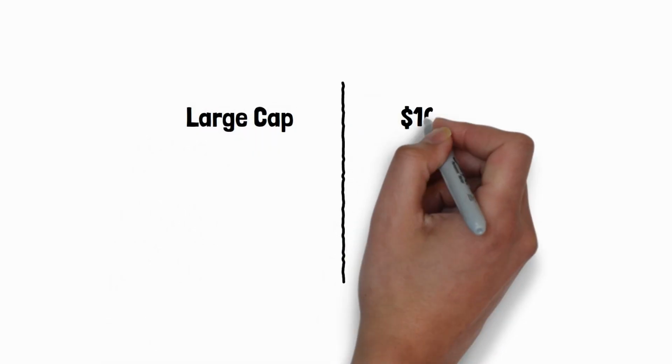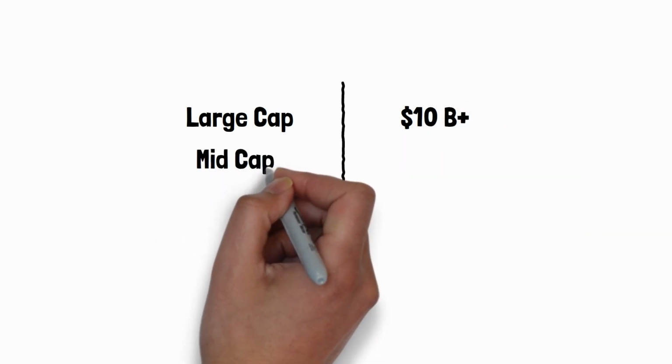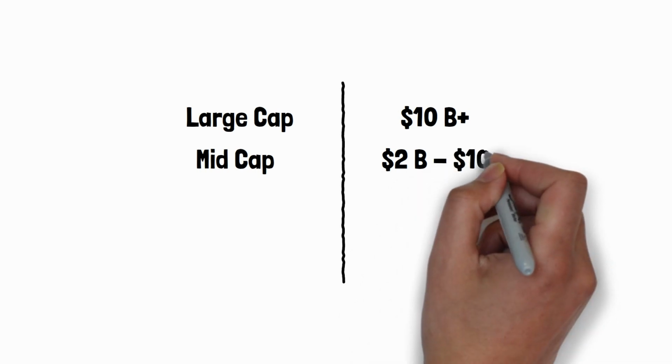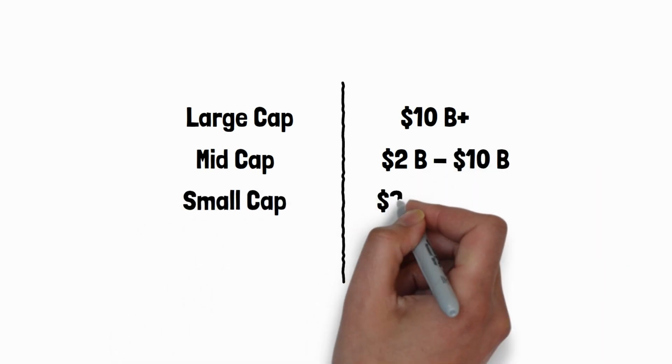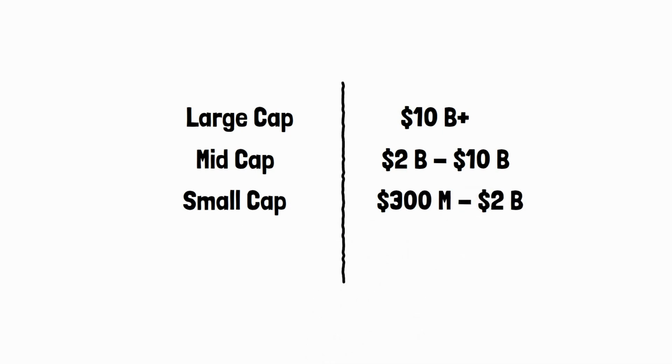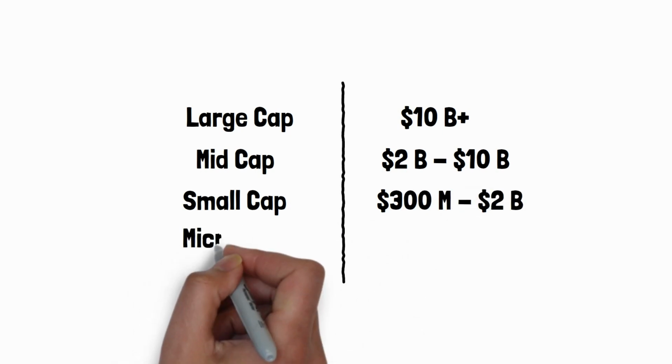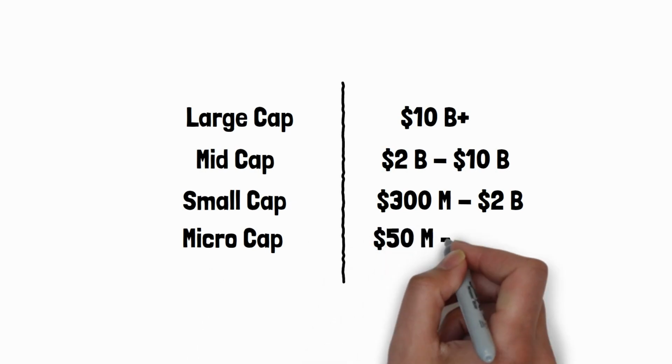If a company has more than $10 billion value, we call them large market cap, or large cap, companies. Between 2 billion and 10 billion, they are mid caps. Small cap companies have between 300 million and $2 billion company value. If you go below 200 million to 50 million, then we have micro cap companies.